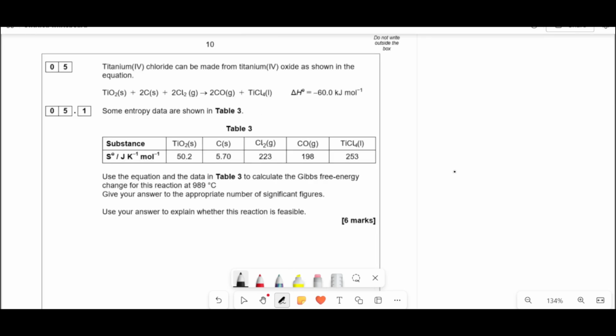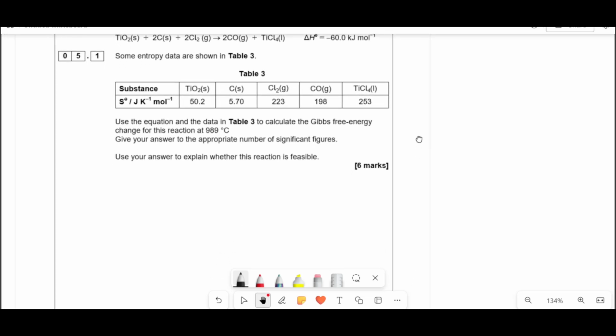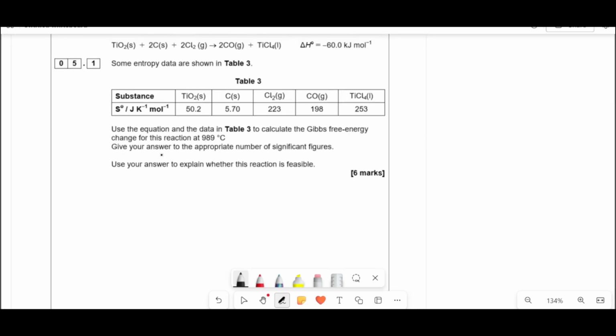So titanium chloride can be made from titanium oxide as shown in this equation. Some entropy data is shown. We'll calculate the Gibbs free energy, then give your answer to an appropriate number of significant figures and say whether it's feasible. So delta G equals delta H minus T delta S. We have delta H, which is minus 60. We know that T is 989 Celsius, so to convert it to Kelvin, we need to add 273. So 989 plus 273 gives us 1262 Kelvin.